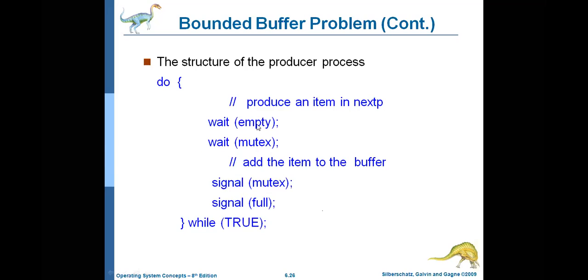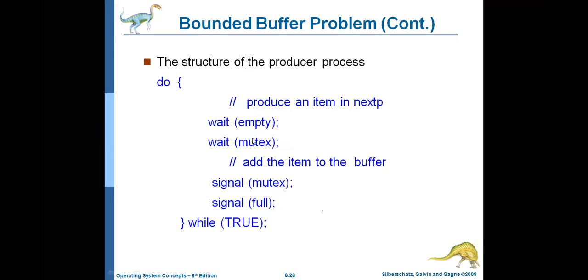Initially 5 empty slots are there. 5 pens you can keep in the geometry box. So whenever you perform wait of empty, it will become 4, and you add an item to the geometry box. Initially full is 0. Why? Because no elements are there in the geometry box. So whenever you perform signal of full, that means whenever you add an item to the buffer, one value will be added to the full. Now the full is 1.